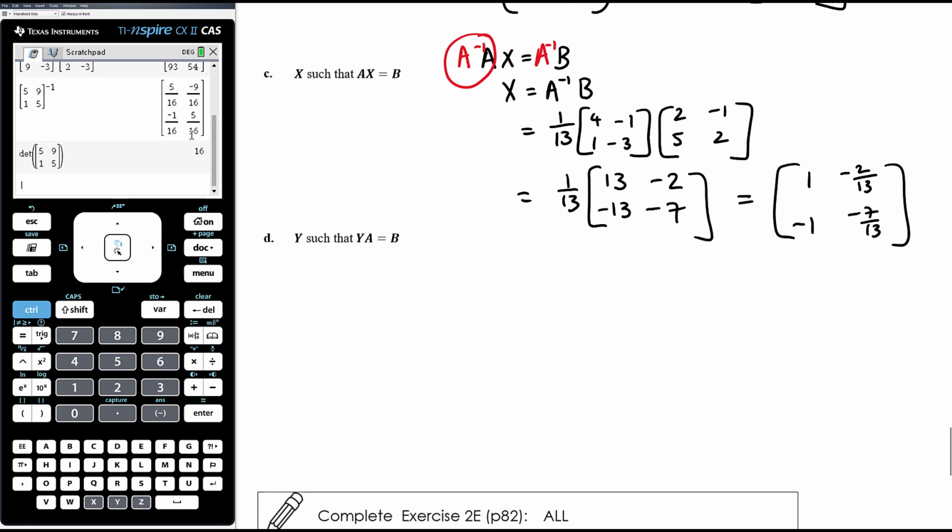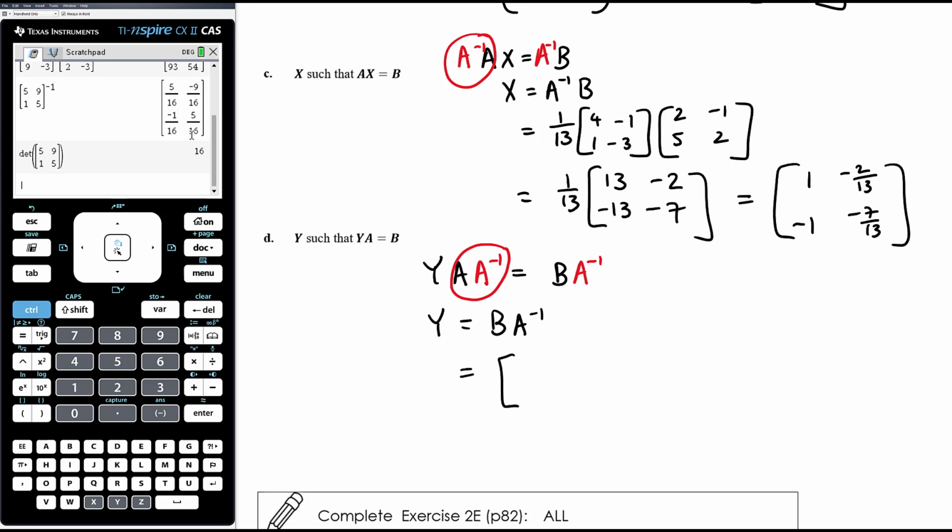Okay, this time find y such that y times a equals b. So this time if it's ya equals b, we're going to need to multiply by the inverse of a from the right hand side in order to cancel out the a there. There's a lot of rights and lefts. On the right hand side, on both sides of the equation, we must multiply by the inverse from the right hand side. So y is equal to b times the inverse of a, okay?